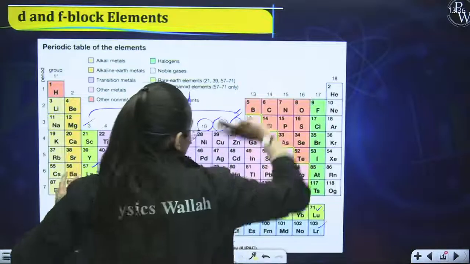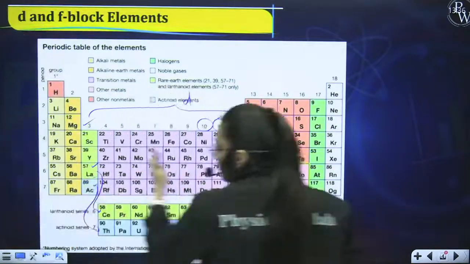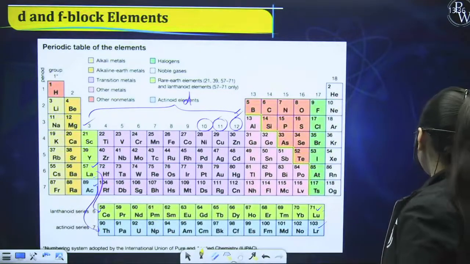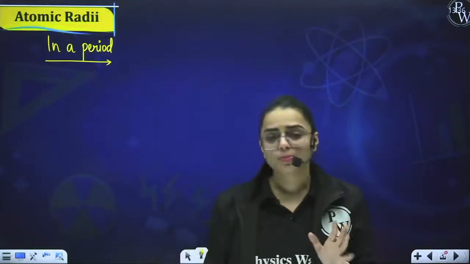I'm standing over here like this. This is my right side, this is left side. So from left to right. Yes, okay. So when I'm moving from left to right, we all are aware that in a periodic table basically the size will decrease, but this doesn't happen in the case of D block elements. There is an exception over here. What is the exception, ma'am?